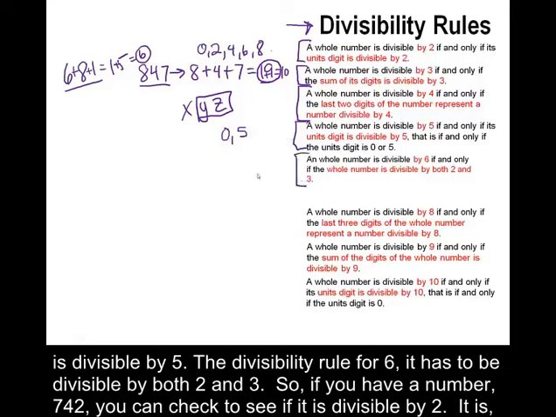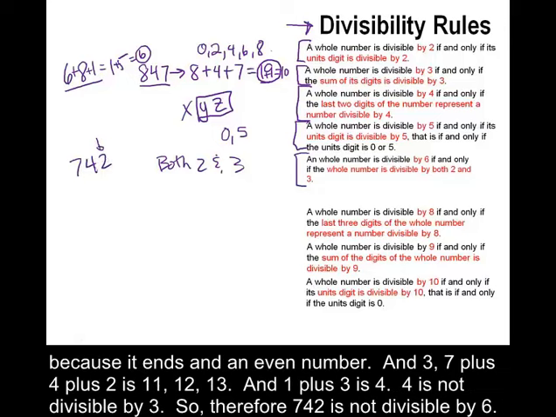The divisibility rule for 6 is that the number has to be divisible by both 2 and 3. So if you have the number 742, you can check to see if it's divisible by 2. It is, because it ends in an even number. And for 3, 7 plus 4 plus 2 is 13, and 1 plus 3 is 4. 4 is not divisible by 3, so therefore 742 is not divisible by 6.